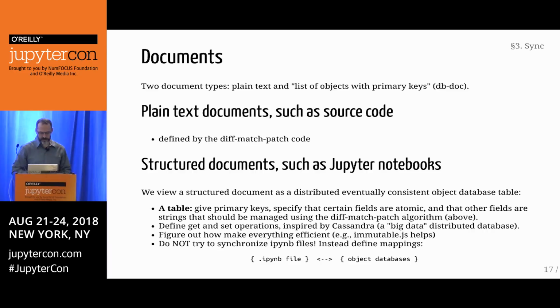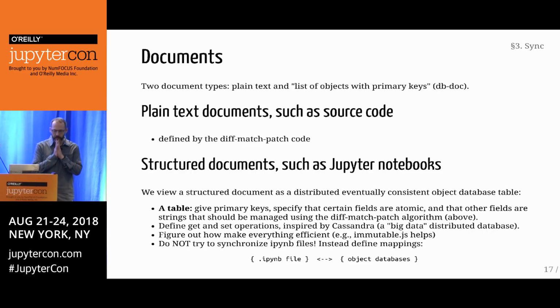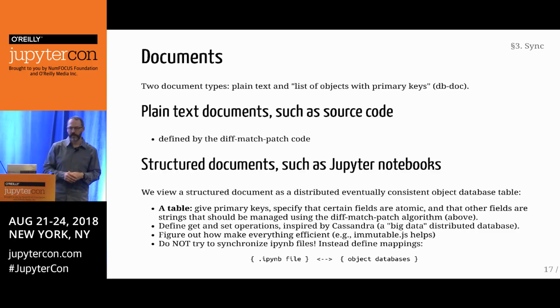So here's what I did. Instead I came up with something basically motivated by using Cassandra a lot, which is this object database that's distributed, where you define a table. You say, these are the primary keys for a table. And each object in the table, there can be at most one with those primary keys. And you can also specify things like this key, its value has to be a string.